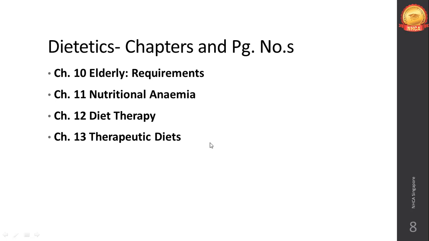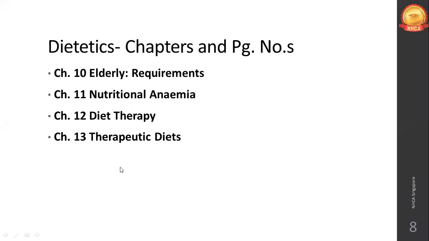Diet therapy, dietary supplements, glycemic index, glycemic load, prebiotics, probiotics, artificial sweeteners, just read it once. Importance of stevia. Stevia related questions can come. Food and drug interaction, you don't have to worry about it much, okay? Food and drug interaction, don't worry much.